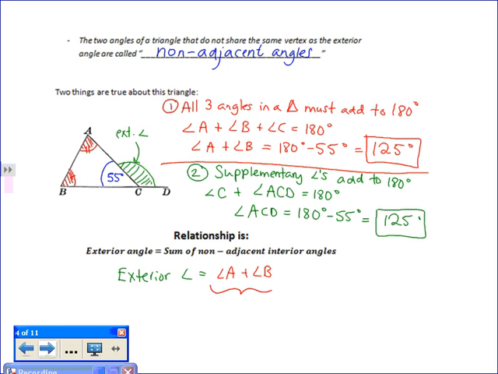In other words, the sum of those non-adjacent angles. And that's just written above for us as well, so we don't really have to write that again. So the sum of the non-adjacent angles will always give me the same angle as that outside exterior angle. So we can use this relationship to quickly solve for missing angles in any triangle that's on a straight line.